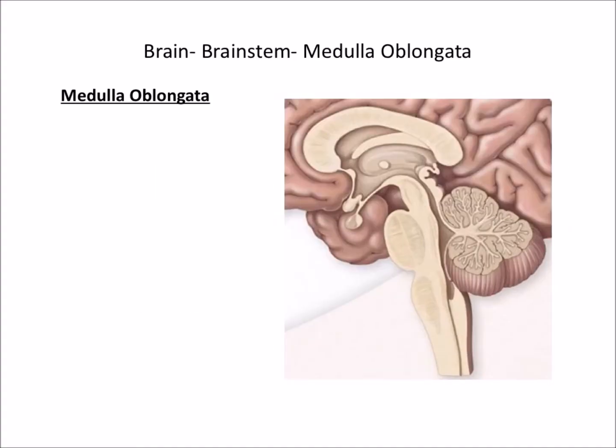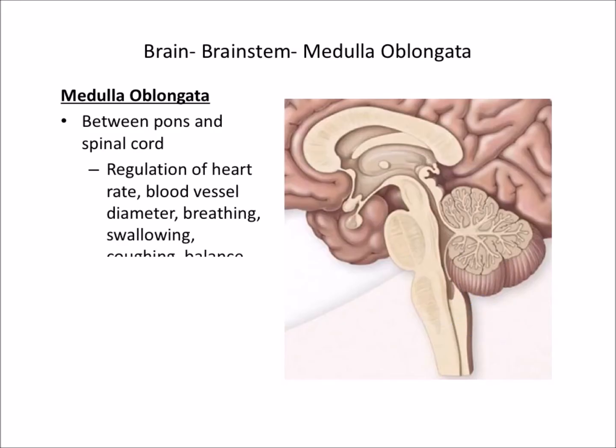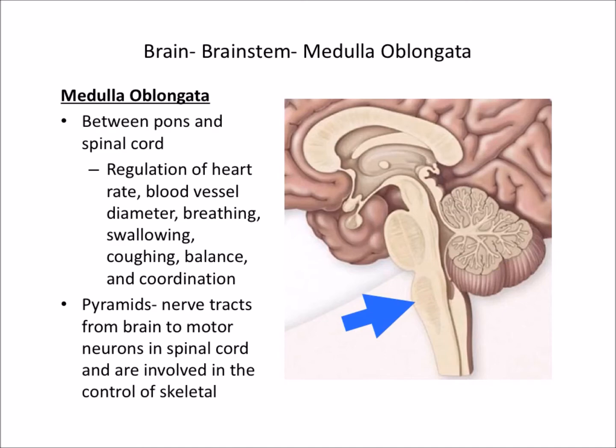And the last part of the brainstem is the medulla oblongata. The medulla oblongata is located between the pons and the spinal cord. It's involved with the regulation of heart rate, blood vessel diameter, breathing, swallowing, coughing, balance, and coordination. An area in the front of the medulla oblongata called pyramids contain nerve tracts from the brain to motor neurons in the spinal cord and are involved in the control of skeletal muscle.